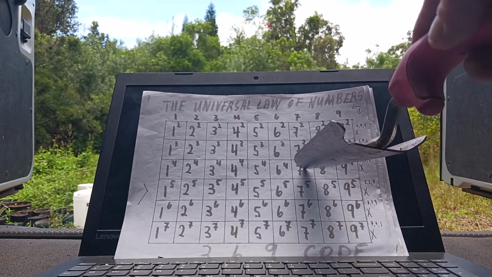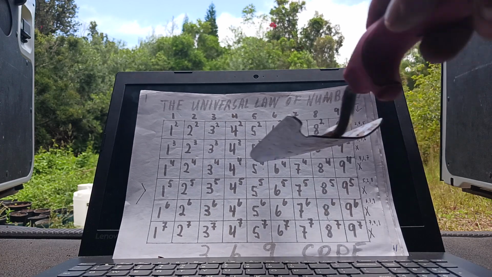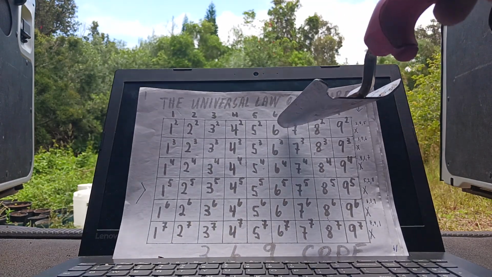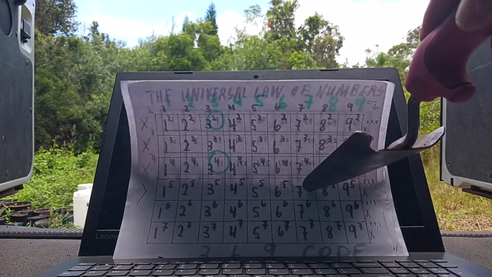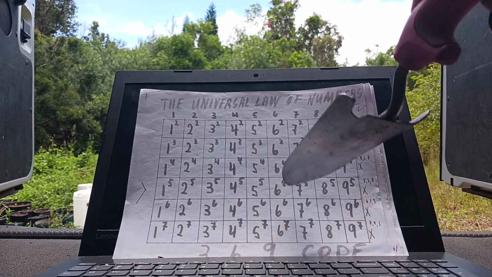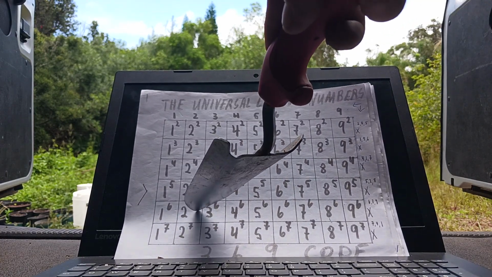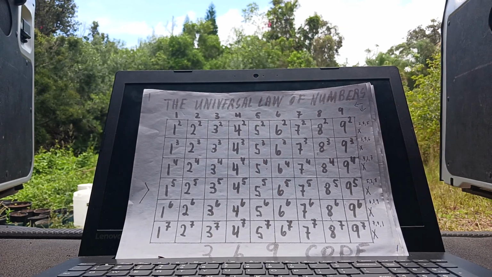5 to the 4th times 7 to the 4th is 35 to the 4th. 8 to the 4th times 3 to the 4th is 24 to the 4th. 6 squared times 6 to the 4th is 6 to the 6th. 7 to the 3rd times 7 to the 5th is 7 to the 8th. 2 to the 3rd times 2 to the 6th, 3 and 6 is 9, 2 to the 9th. So we'll leave it at that.